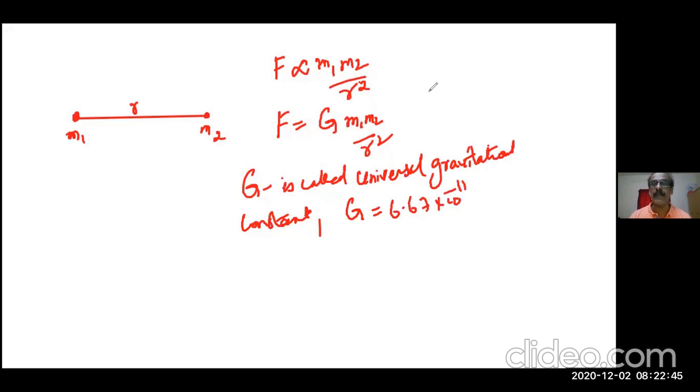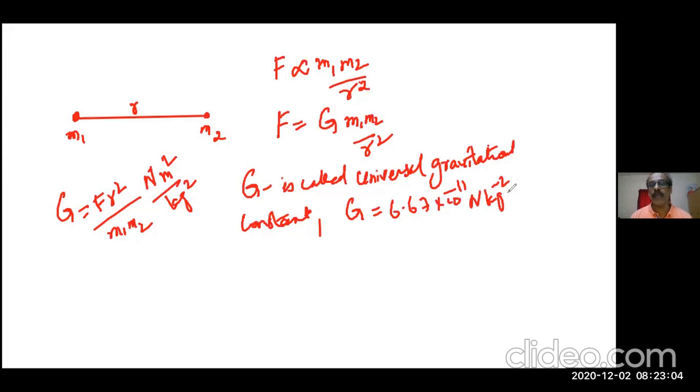Unit of G: F R squared divided by M1 M2. Force is Newton, distance is meter into meter, meter squared, and this is kilogram into kilogram, kilogram squared. So we can say Newton kilogram to the power minus 2 meter squared, or Newton meter squared per kilogram squared.